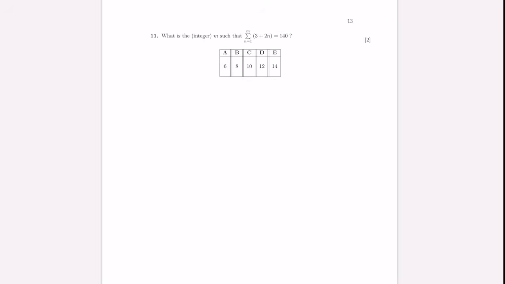Okay, next one. What is an integer m such that the following sum of 3 plus 2n, evaluated between n is equal to 1 to the integer m, is equal to 140? Okay, so the first thing we probably want to do is just split this sum. So that's the sum of 3 from n is equal to 1 to m plus the sum of 2n, n is equal to 1 to m, and the whole thing is equal to 140.